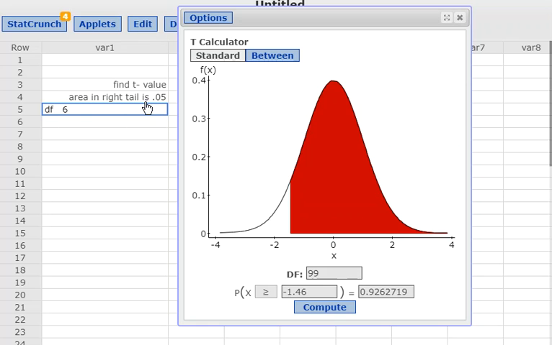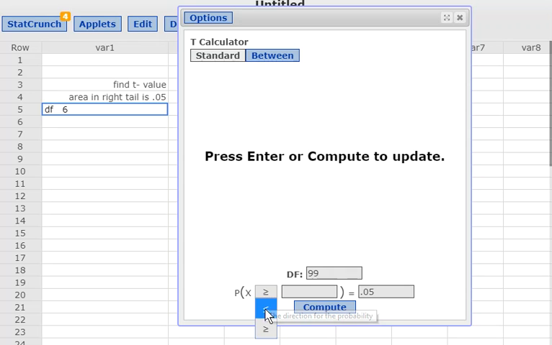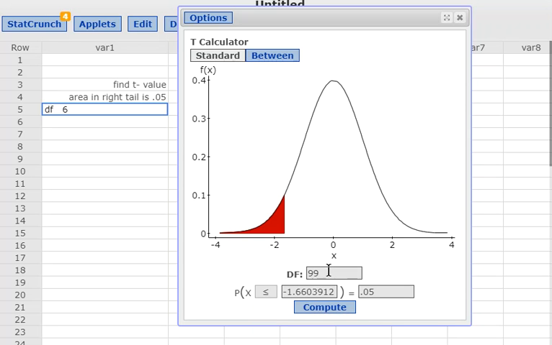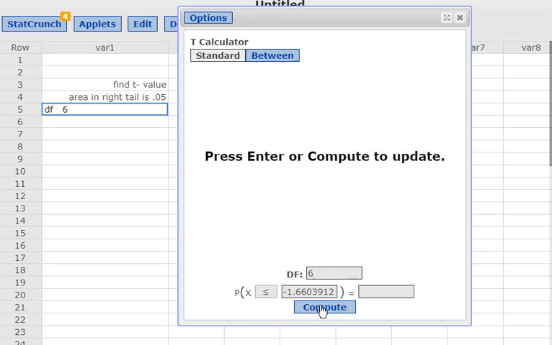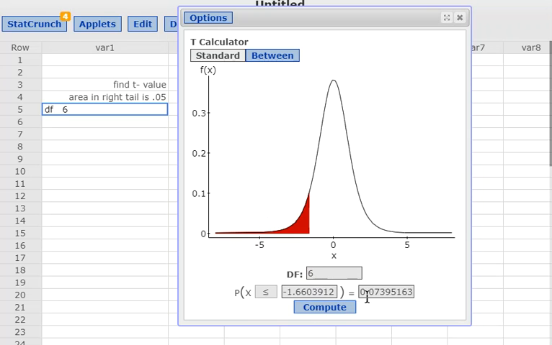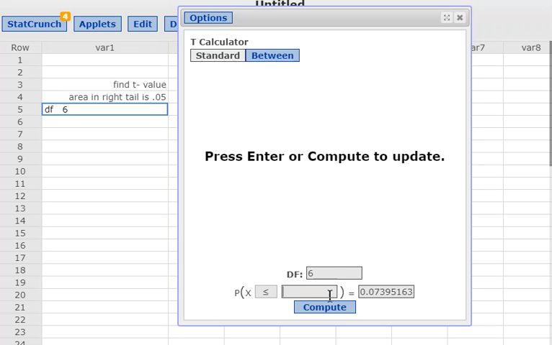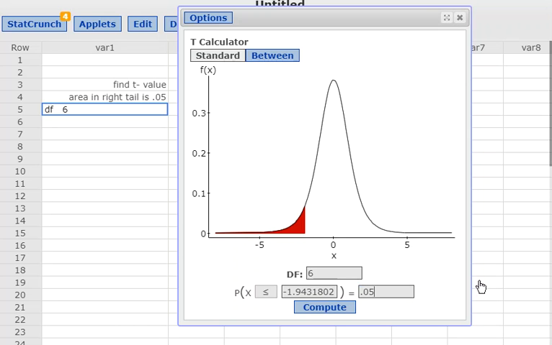So what if I have the area in the right tail is 0.05? I want to find the point, the t value. Here I was putting in the t value and finding the area. What if I know the area? So if I know the area to the right is 0.05, and I know that I'm looking for less than, and I know that my degrees of freedom is 6, and now I compute. I need to do this backwards. Put the degrees of freedom first, and then put in 0.05. This tells me that the t value, or the t statistic, is a negative 1.94.